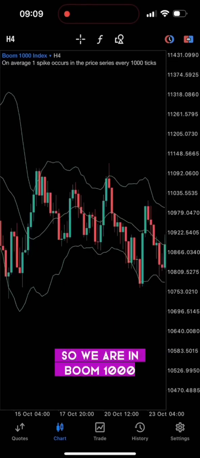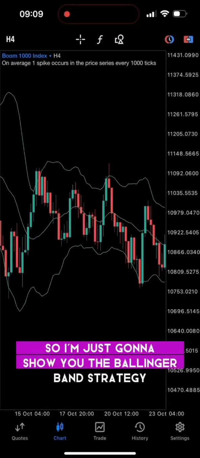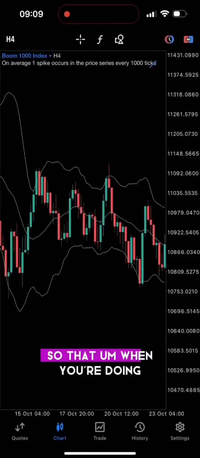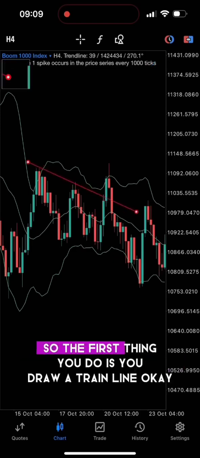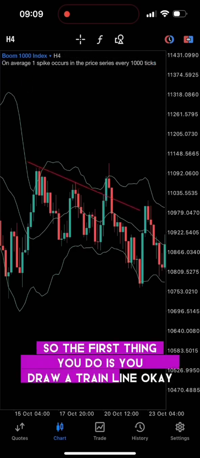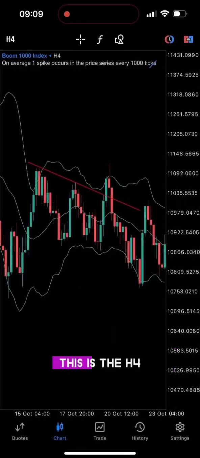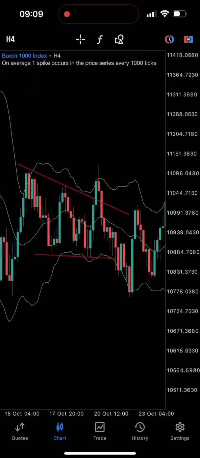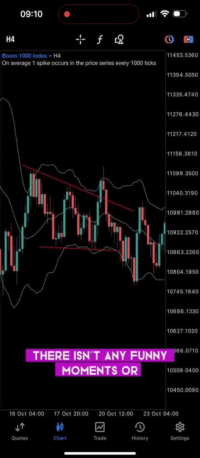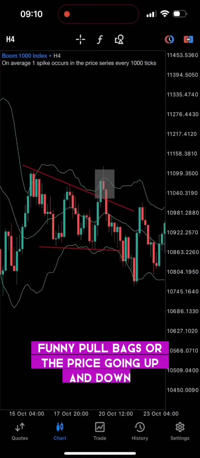So we are in Boom 1000. I'm finished trading, so I'm just going to show you the Bollinger Band strategy so that when you're doing it, you don't miss any point. So the first thing you do is you draw your trend line. Okay, this is the past trading data I'm using. This is the H4. I usually like the H4 because it's very accurate and there aren't any funny moments or funny pullbacks or the price going up and down.